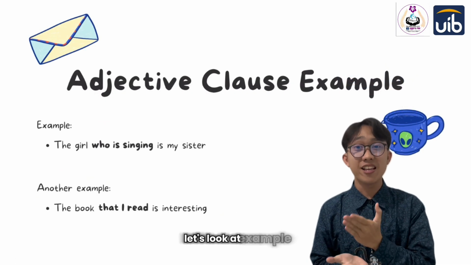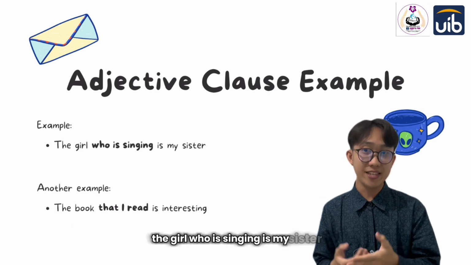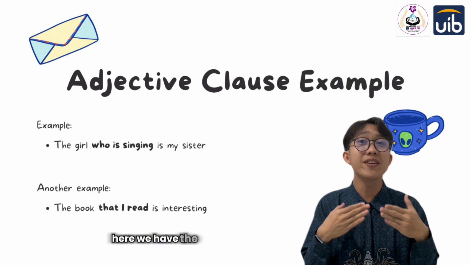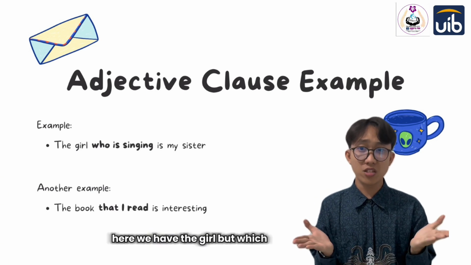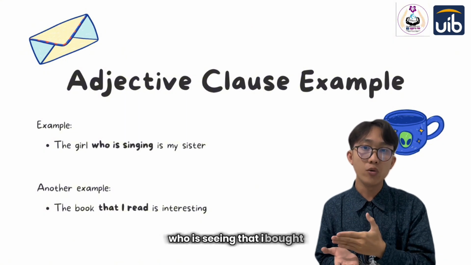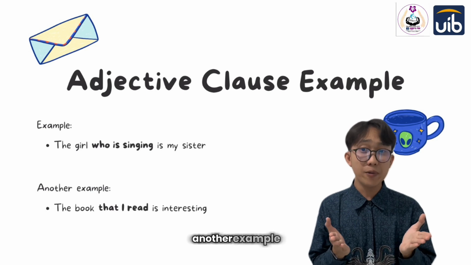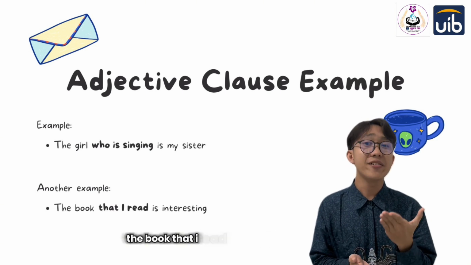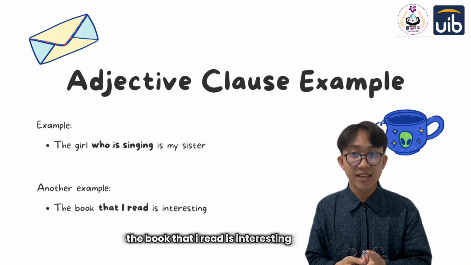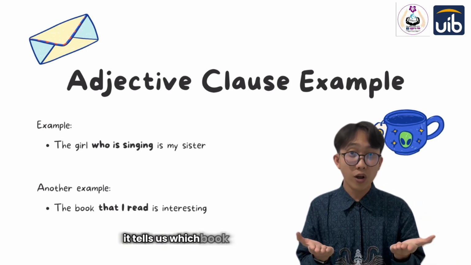Let's look at an example. The girl who is singing is my sister. Here we have the girl. But which girl? Who is singing. Who is singing gives us more information. Another example, the book that I read is interesting. That I read tells us which book.